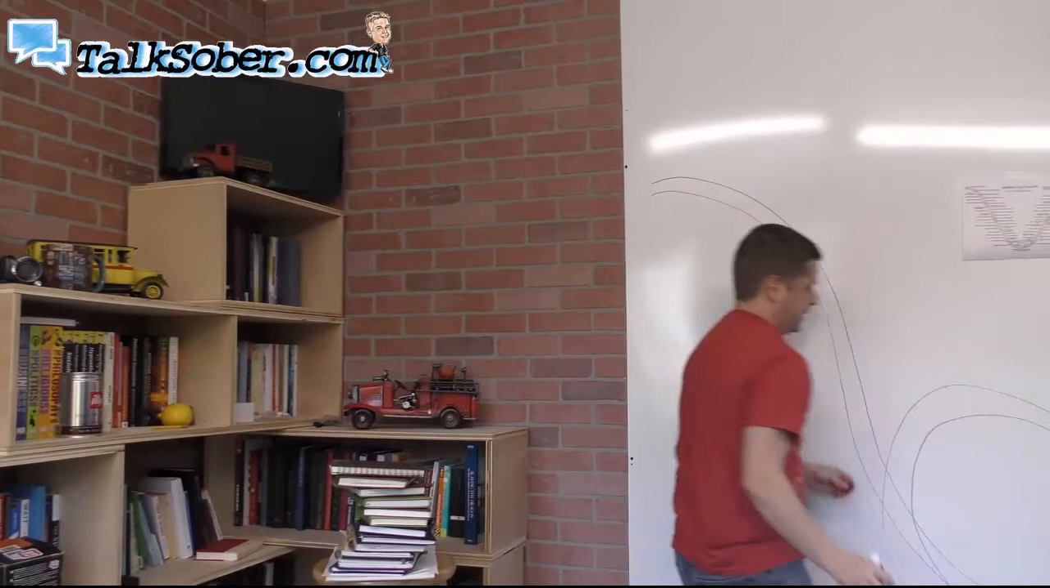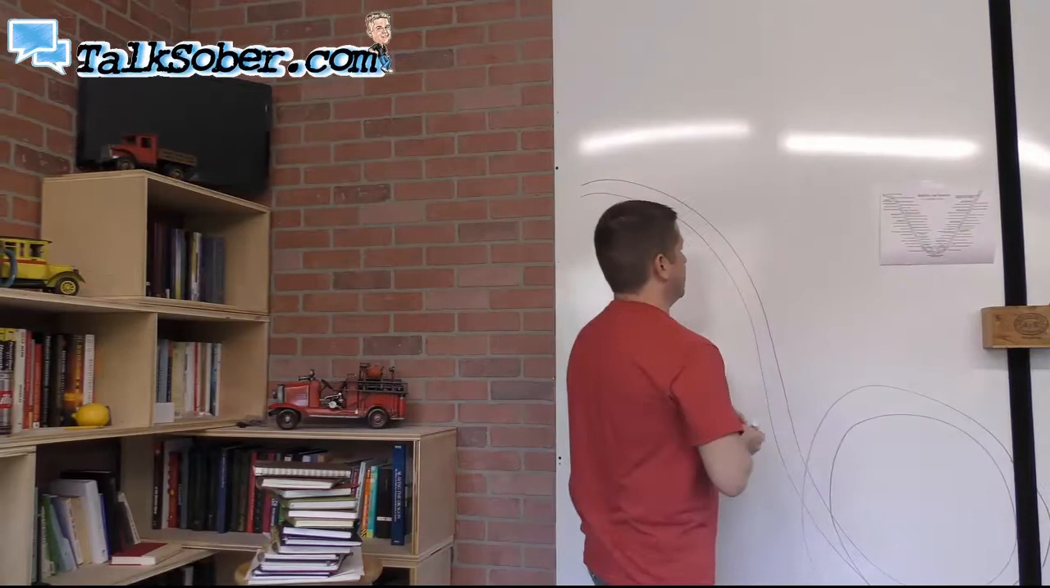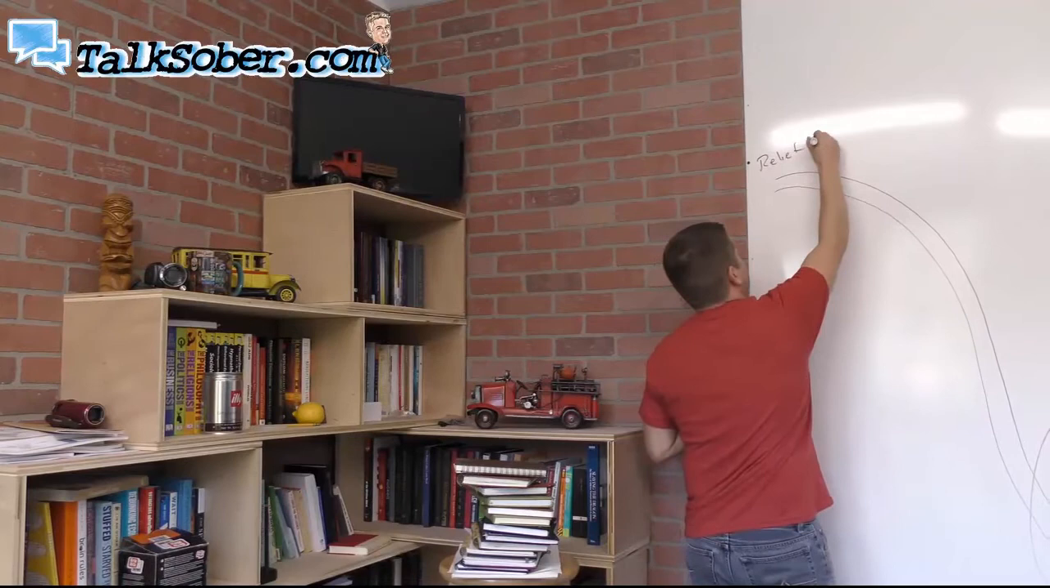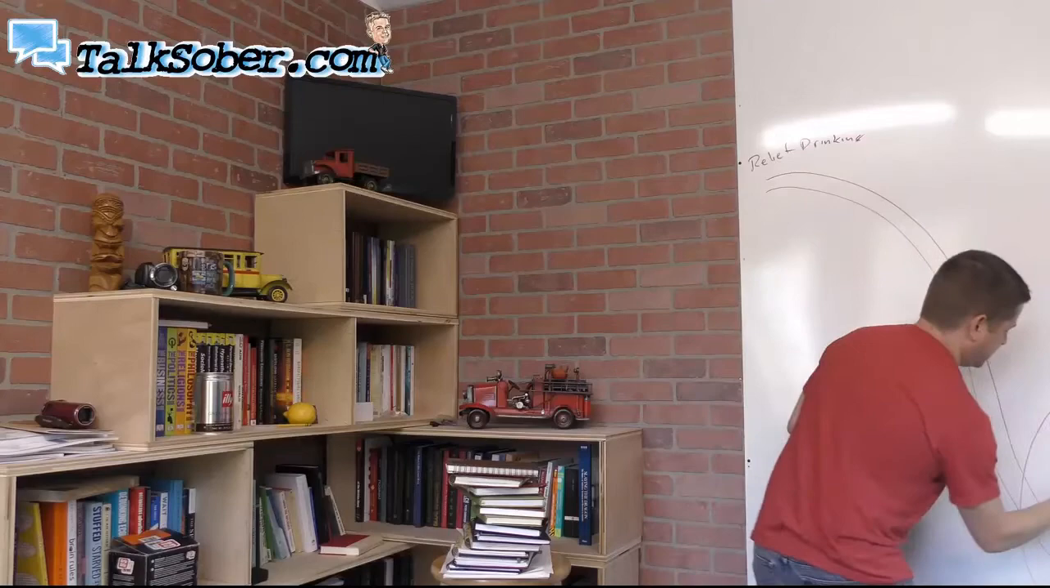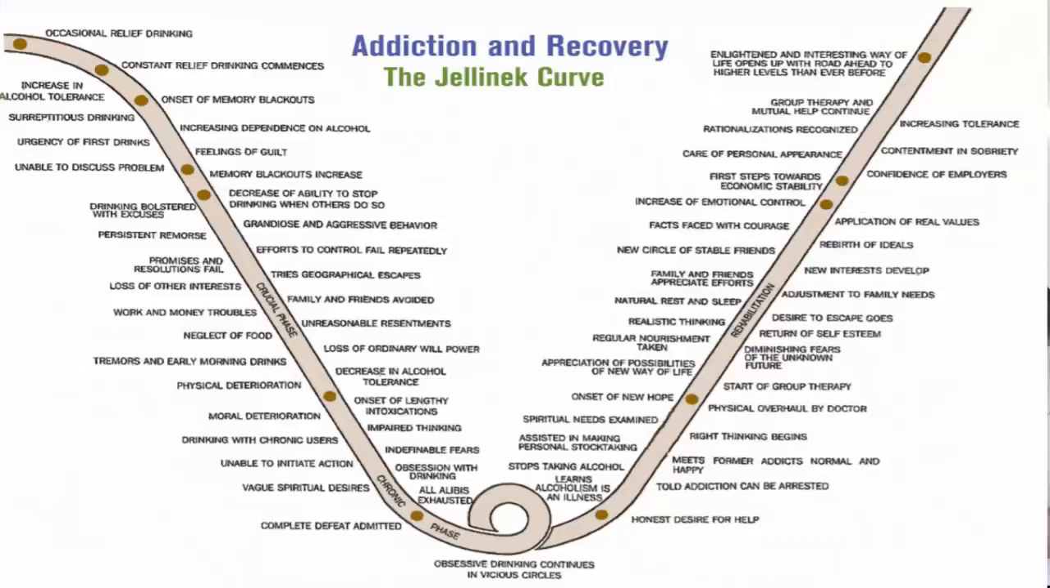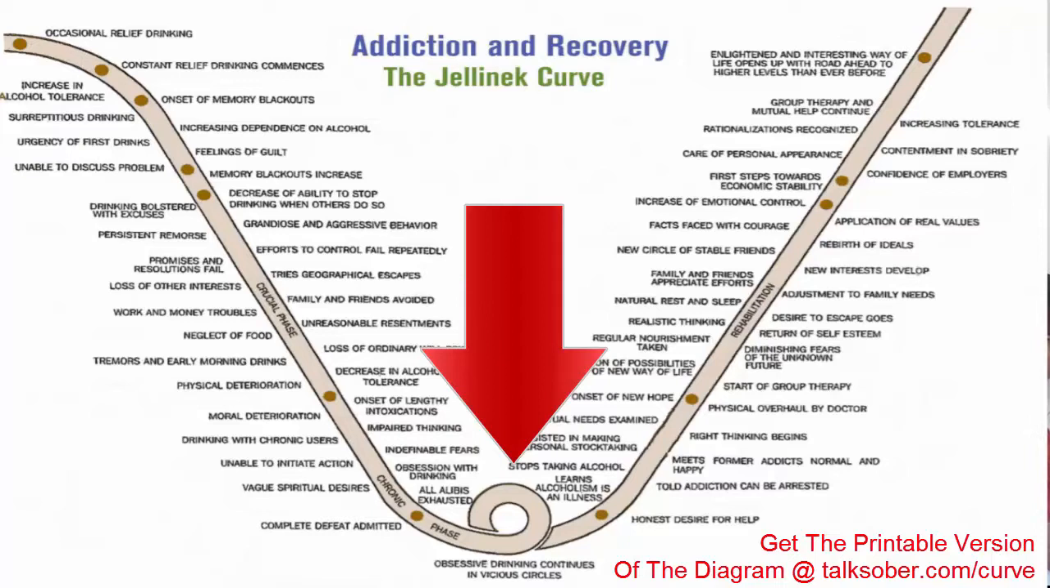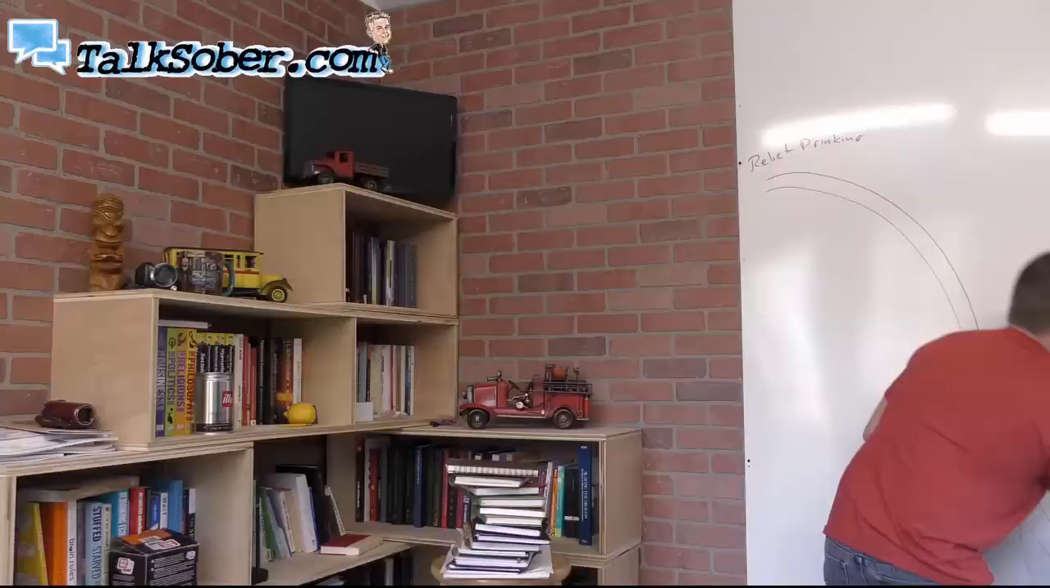What we're going to do is take a look at how this works, because the way that most people have this is it starts off with someone starting with relief drinking, and then it starts to progress to the cycle. This is the cycle where you are in alcoholic insanity and unable to stop.